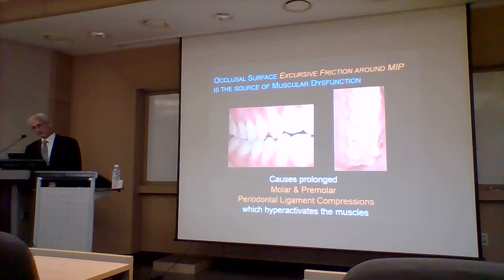And here you can see again the patient has canine contact, but they don't disclude their back teeth. And what long disclusion looks like is lines of articulating paper. You see there's a line there, there's a line there, there's a line there, lines. That's friction on the teeth. That's what long disclusion looks like.